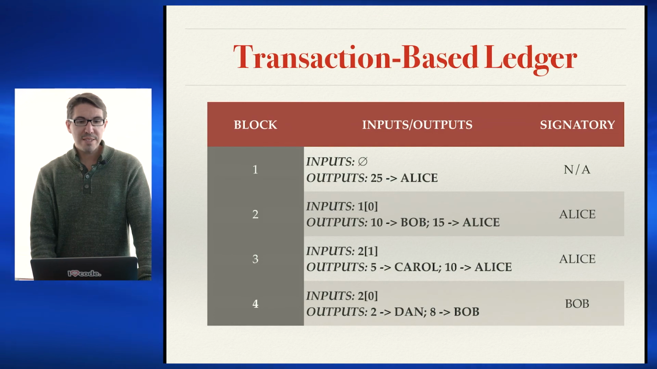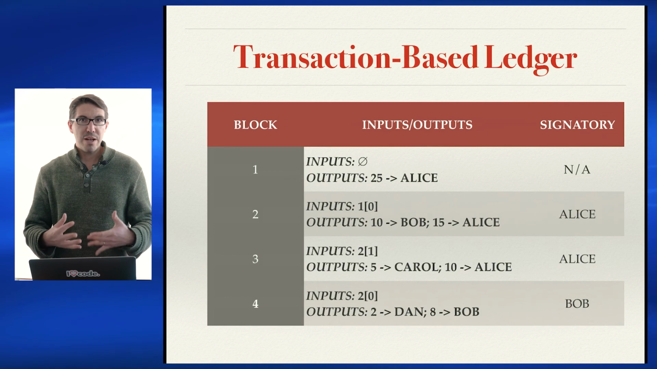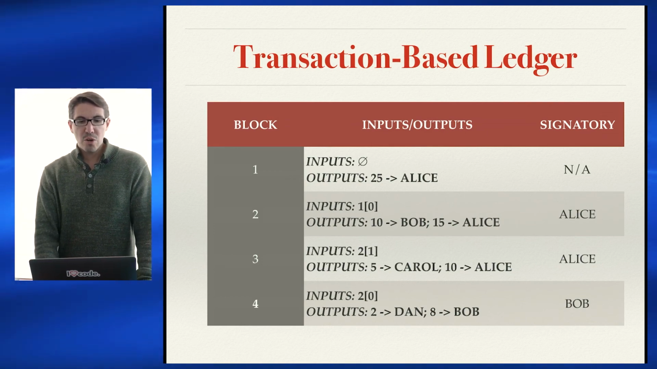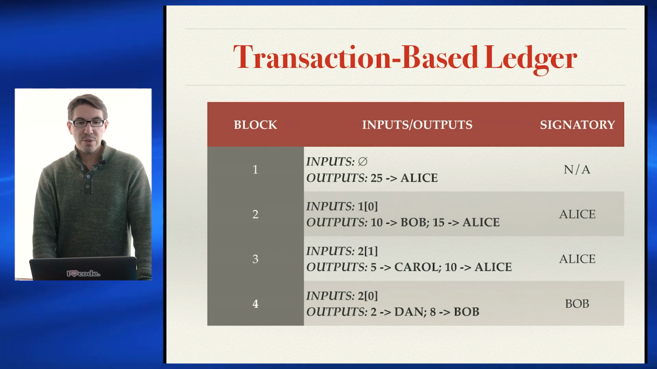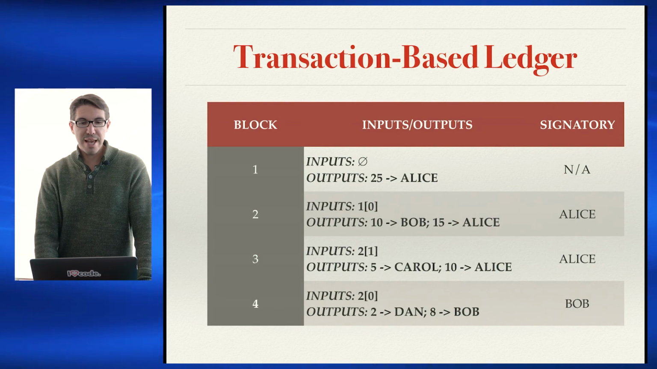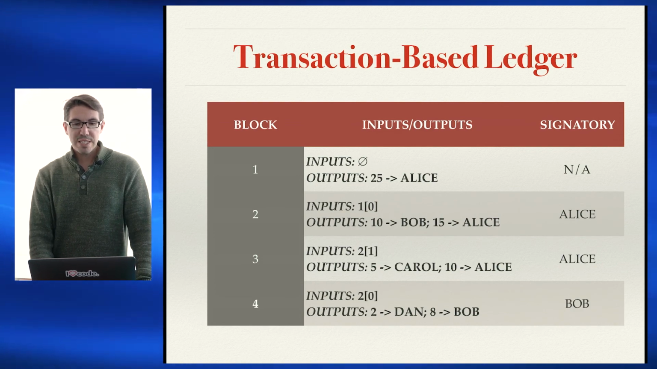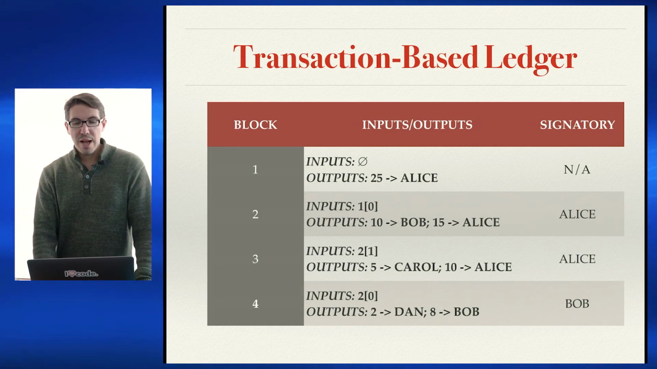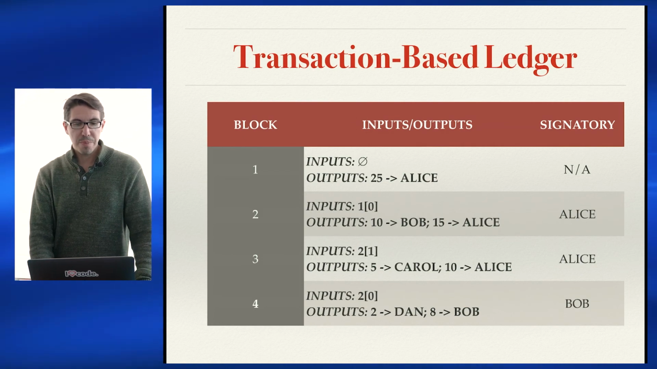A transaction-based ledger might look something like this. This is a bit of an abstraction of what the Bitcoin ledger actually looks like. So we have outputs of 25 going to Alice. Then we see that we can trace back. Alice sends 10 to Bob and 15 to Alice. That first output, 1, 0, has been completely consumed, and now 15 has gone to Alice as a new UTXO.